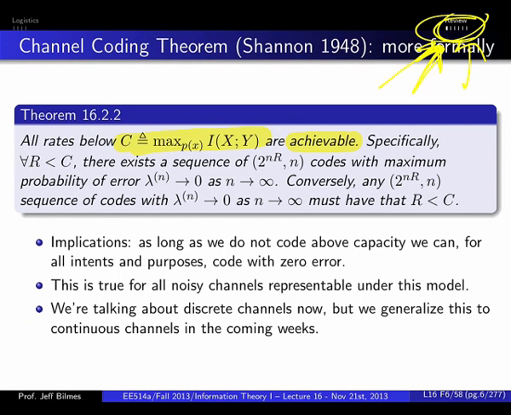And so again, restating that, all rates below the capacity, there exists a sequence of codes such that the probability of error goes to zero, and anything that has a probability of error going to zero must have the rate be below the capacity. And again, just to offer a little further intuition, we've now done the proof, or most of the proof. Actually, no, we've completed the proof now.